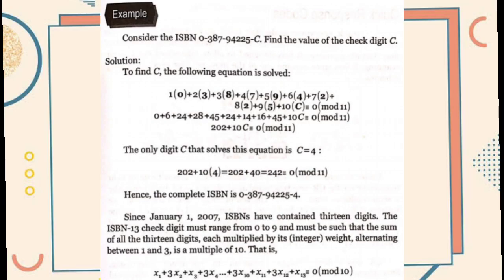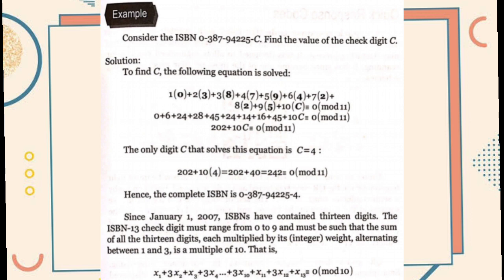Example, consider the ISBN 0-387-94225-C. Find the value of the check digit C. Solution: to find C, the following equation is solved. So, what you really need to do is substitute the numbers. After that is multiply. Next is add all the outcome numbers.